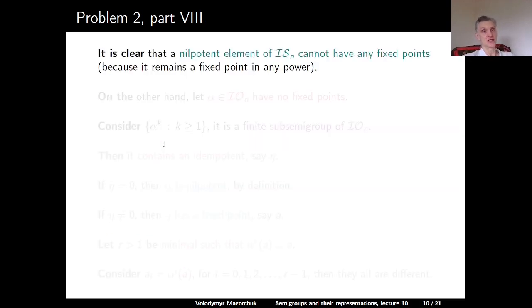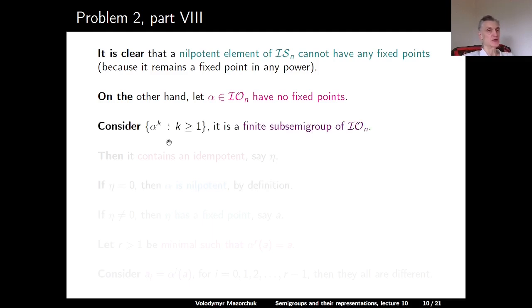So it's clear, of course, that a nilpotent element cannot have fixed points, because if you have a fixed point, it remains a fixed point in any power, so you will never reach zero. On the other hand, let alpha in ION be an element without fixed points. Consider all possible powers of alpha, it's a finite subsemigroup of ION, and then it must contain an idempotent, because any finite semigroup contains an idempotent. Let's call this idempotent eta.